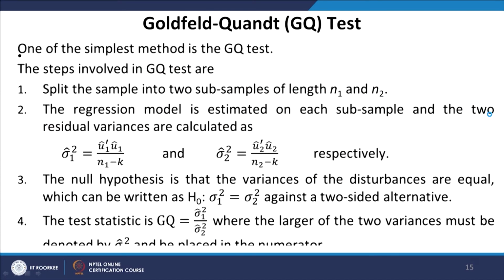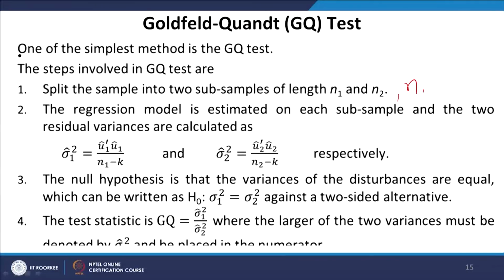Now, we talk about the Goldfeld-Quandt test. One of the simplest methods is this Goldfeld-Quandt test. The steps involved in GQ tests are, first of all, split the sample into two subsamples of length n1 and n2. It is not necessary that n1 has to be equal to n2. We can have n1 not equal to n2, we also can have n1 equal to n2.